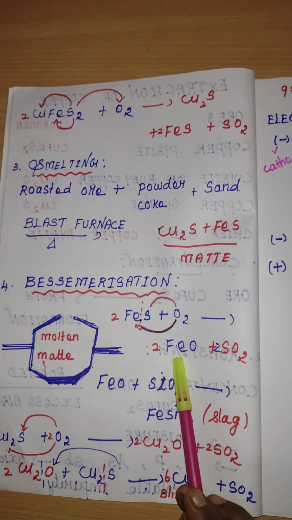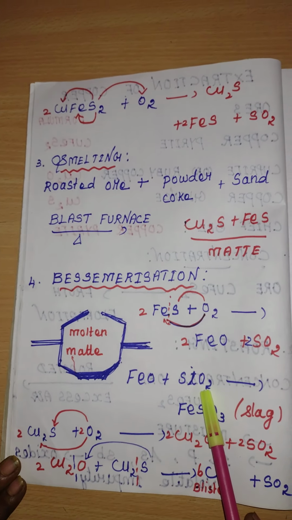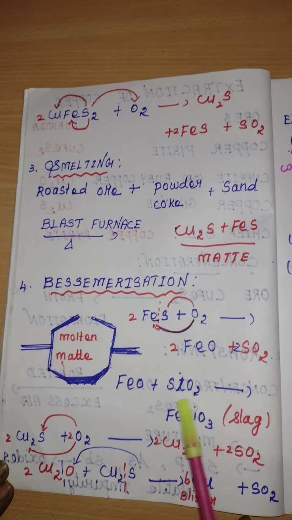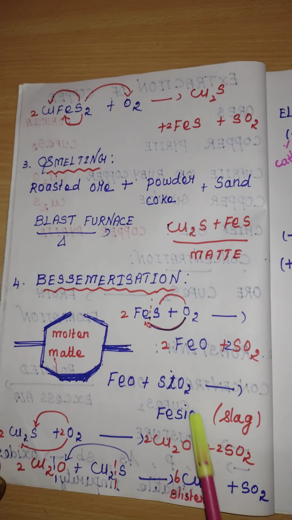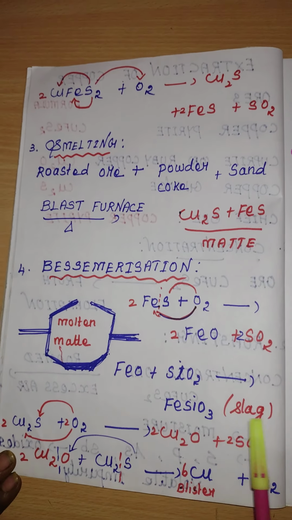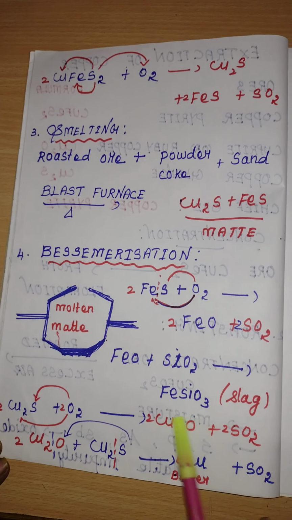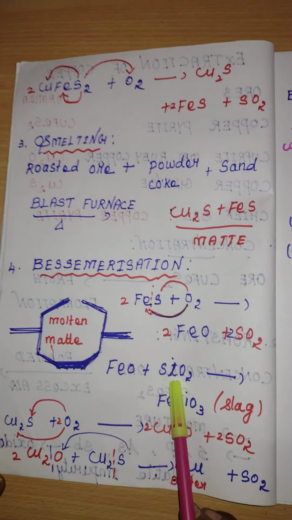Then the ferrous oxide reacts with the sand. Sand means silicon dioxide or silica. So the ferrous oxide reacts with sand to form ferrous silicate. Ferrous silicate is called slag, FeSiO3. Slag is removed as waste.